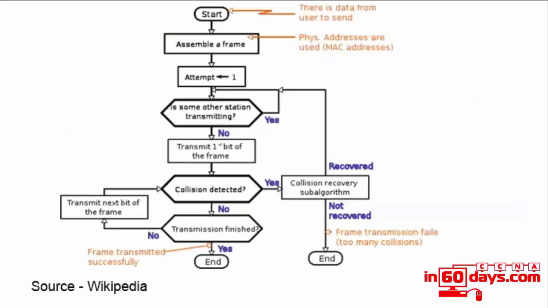Now I've put in a flowchart, and the source is wikipedia.com, and this gives you a good pictorial representation of what's actually happening through the CSMA/CD process. Frame assembled is an attempt, and then you have the yes/no switches. Is another station transmitting? Yes, then it just keeps waiting. This happens very quickly, in milliseconds. If there is no device transmitting, then it can transmit the first bit of the frame, and then we go into the collision detection part.